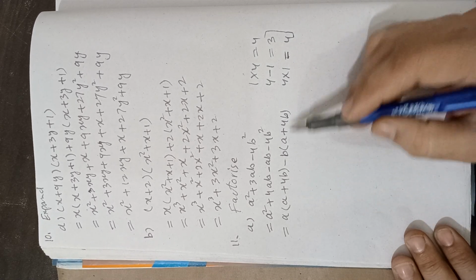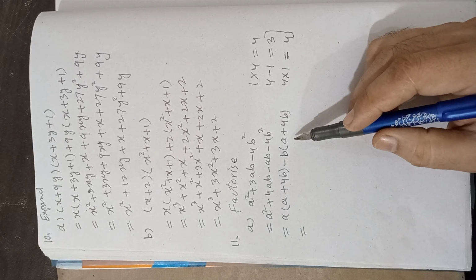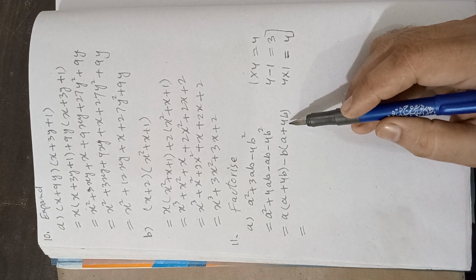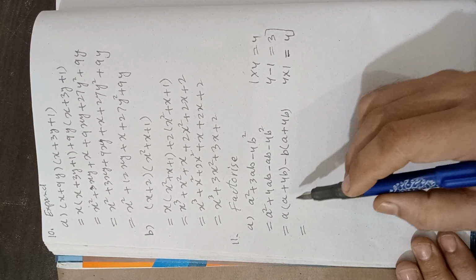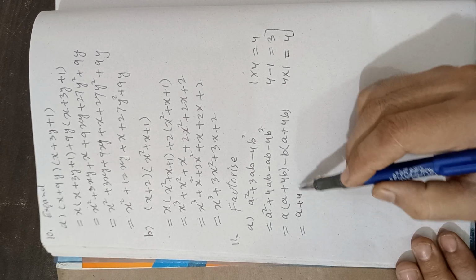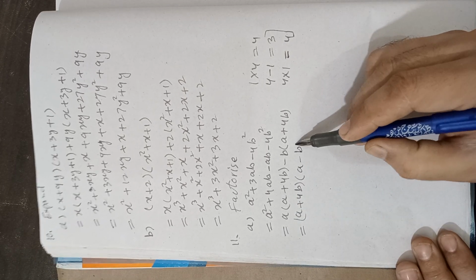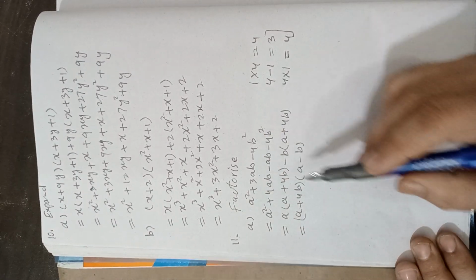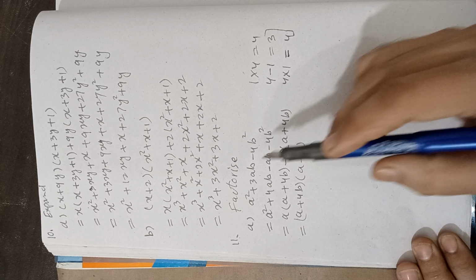See here, a plus 4b and a plus 4b are same terms, so you can take common from them, and this proves that our factorization is right. Now you can write this common first, a plus 4b, and then this one a minus b here. It is the factorized pair of this whole expression, and if you multiply this pair, you can get the question again.